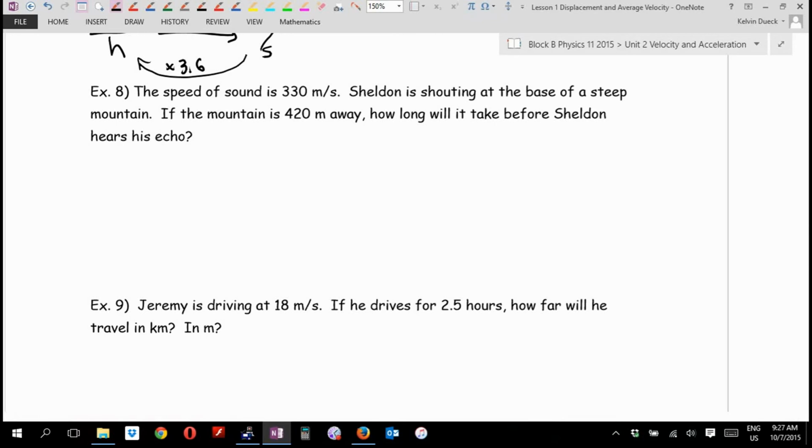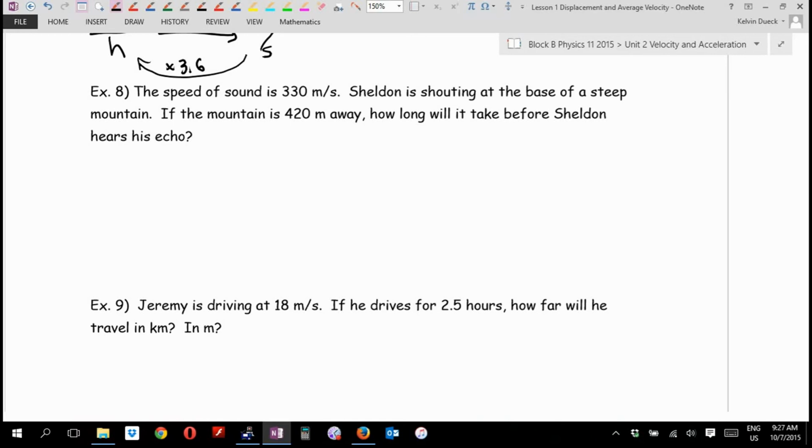Good. Hey, the speed of sound is 330 meters per second. In fact, the speed of sound is right around 333 meters per second, which for me is an easy number to remember. Sheldon is shouting at the base of a steep mountain. If the mountain is 420 meters away, how long will it take before Sheldon hears his echo? First thing I ask is, what is this question asking me to find?